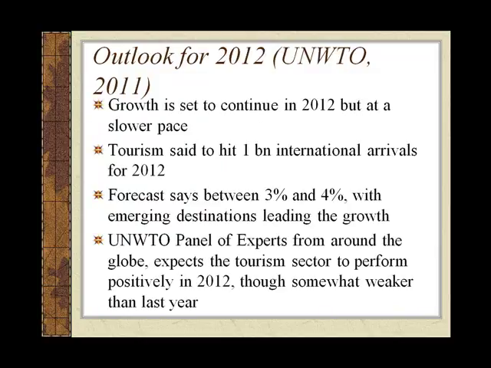And the outlook for 2012: slower recovery, slower growth. 1 billion international arrivals for 2012 are forecast, so we'll see that by the end of the year. 3 to 4% growth. I think last year was 4 to 5% growth forecast for 2011. And then it is expected that the tourism sector performs positively but weaker than last year. So as I said, last year was 4 to 5% growth predicted, which was actually what happened, but this year is only 3 to 4%.